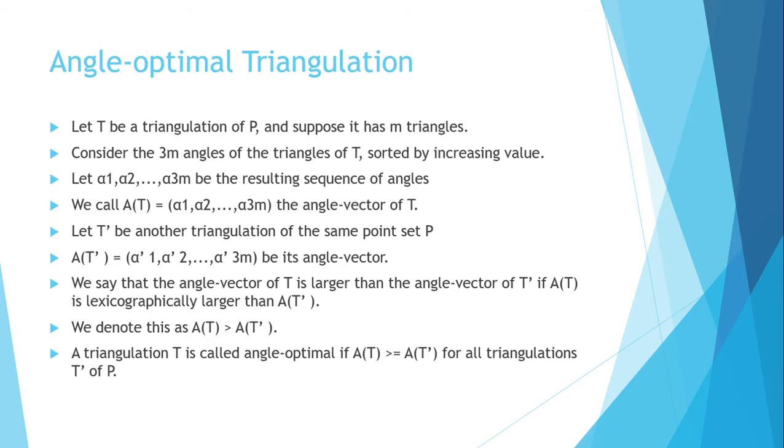We call A of t the angle vector of t. A of t contains all the angles in increasing order, and t dash is another triangulation of the same set such that A of t dash equals A dash 1 up to A dash 3m. We say that the angle vector of t is larger than the angle vector of t dash if and only if A of t is lexicographically larger than A of t dash. We denote this as A of t is greater than A of t dash. If A of t is greater than or equal to A of t dash for every other triangulation t dash, this is called angle optimal triangulation.